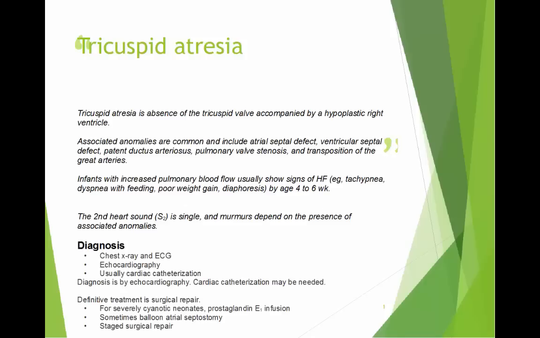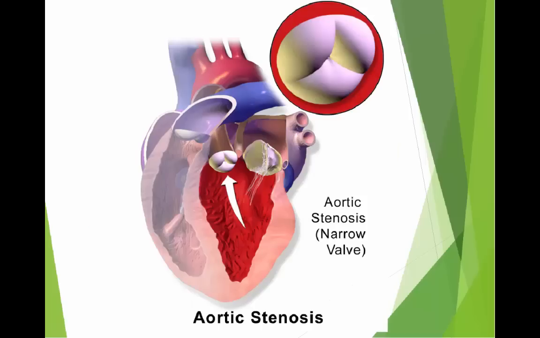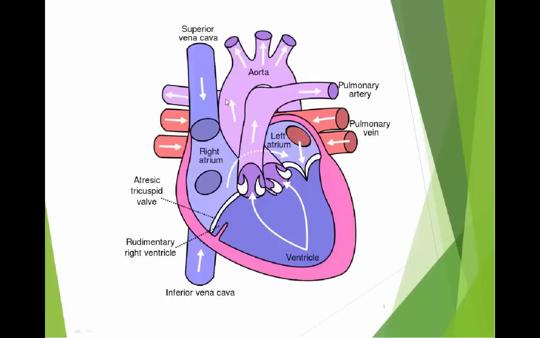Now let's talk about tricuspid atresia. It's basically the absence of the tricuspid valve, which is accompanied by a hypoplastic right ventricle. So this is the right atrium, this is the right ventricle, and there's no tricuspid valve at all. You have the mitral, you have no tricuspid.